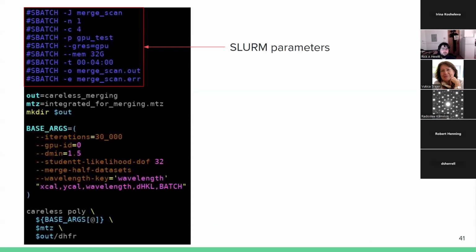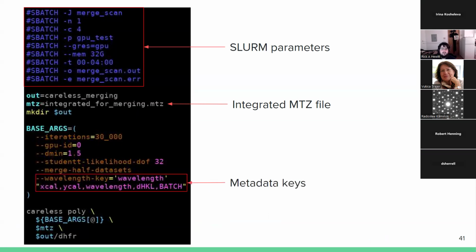At the top here, if you're working on a computing cluster, these are just some common Slurm parameters. These might vary a little bit depending on what jobs you're running. This is an example of the integrated MTZ file that we would be providing straight out of Laue.integrate. These are the metadata keys, and then there are also some other arguments that you can put into Careless. Careless has many different functionalities for this. You can change iterations. Dmin is something you'll probably want to change based on your CC halves in further processing. There are many other functions in Careless that you can use, but this is what we use for this data set.